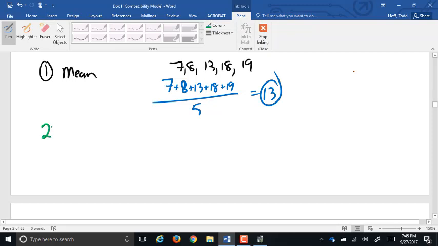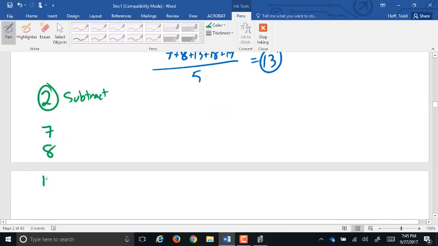What's step 2? Subtract the mean from each. So I got 7, 8, 13, 18, and 19, and I am going to subtract 13 from each of them. Do that quick in your notes. It's going to be symmetrical again. You are correct.